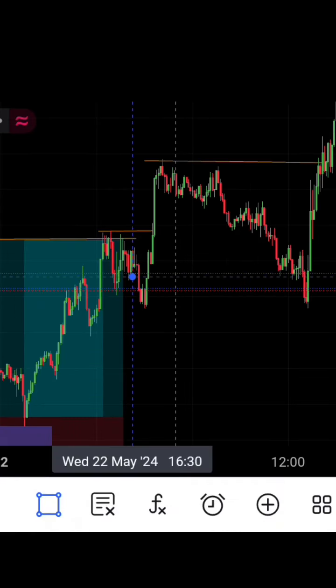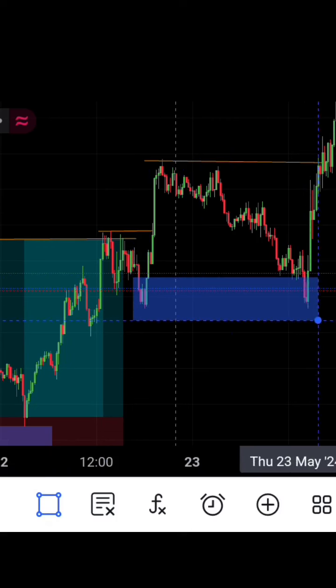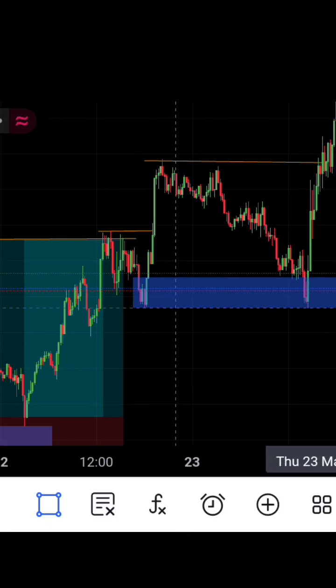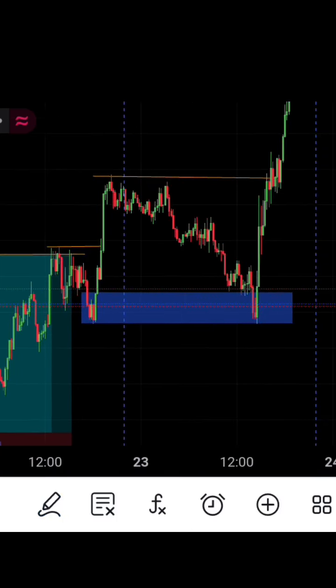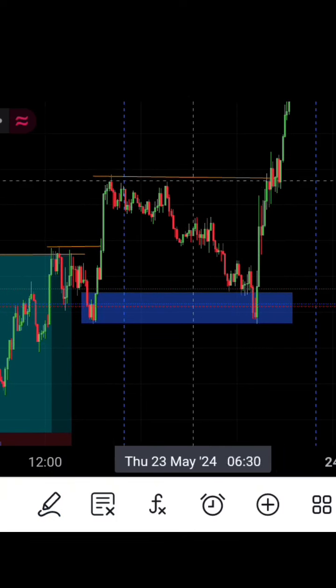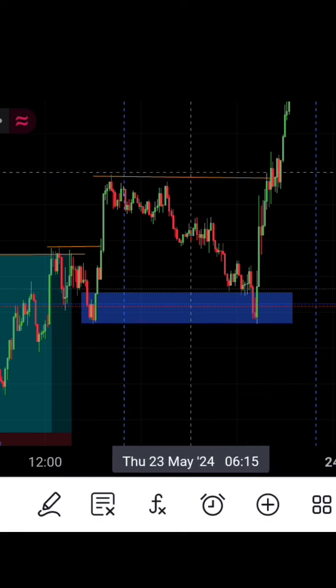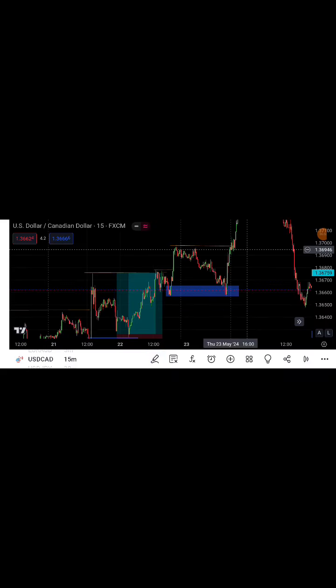This time around we'll have something like this. And remember, whenever we have this, our TP will always be at the nearest high because of liquidity clearing. So we'll have this.